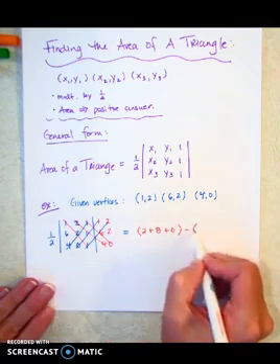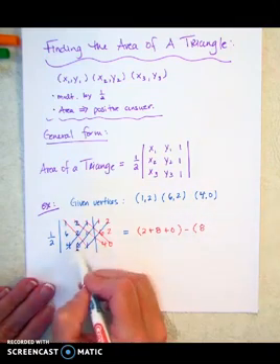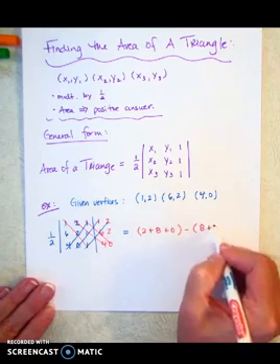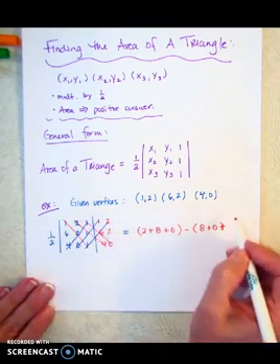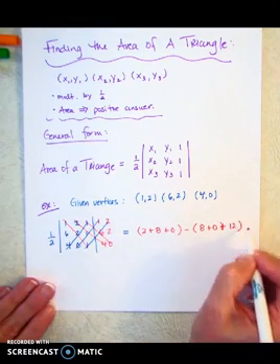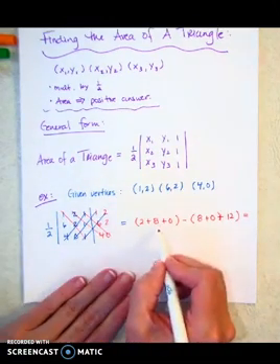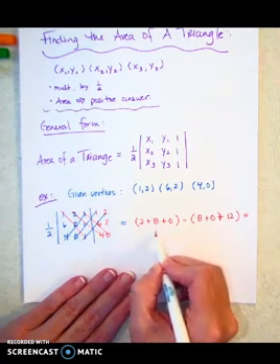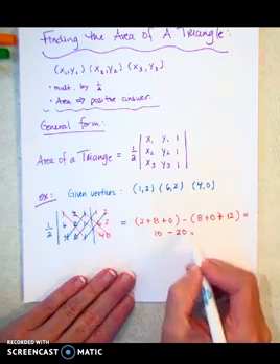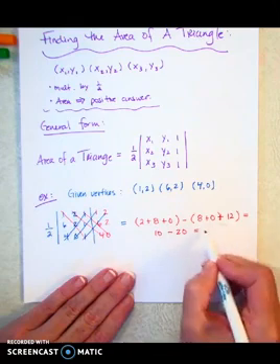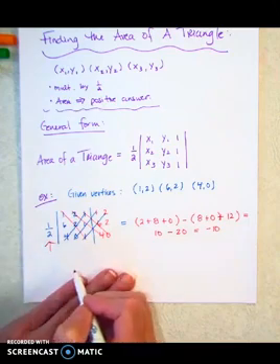Okay, minus 4 times 2 times 1 will give me 8. 0 times 1 times 1 gives me 0. And 1 times 6 times 2 gives me 12. Okay, so now when I add these together, I'm going to get 10 minus 20, and 10 minus 20 is a negative 10. Don't forget about this 1/2 out here.